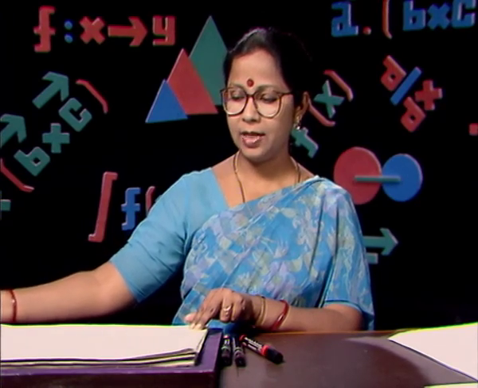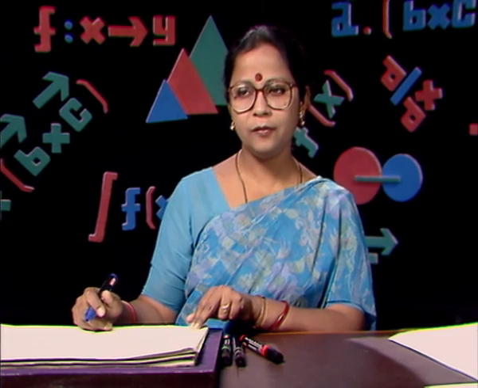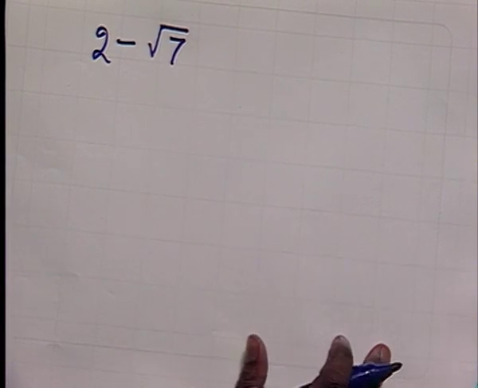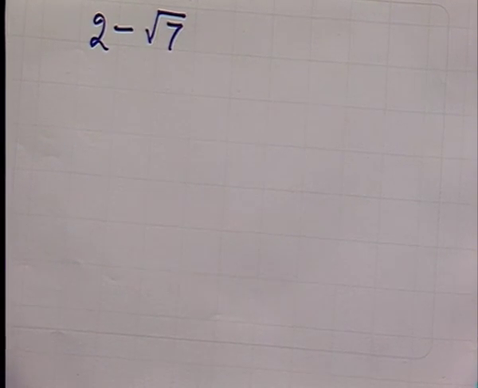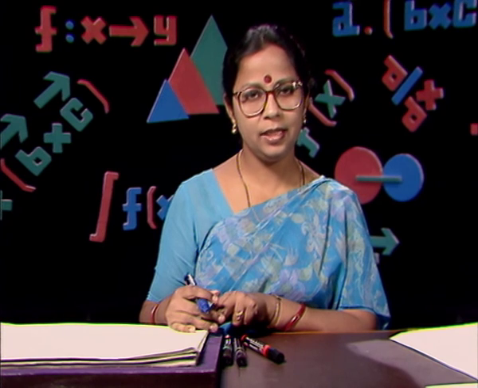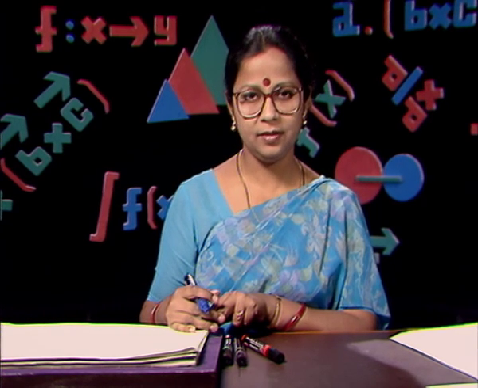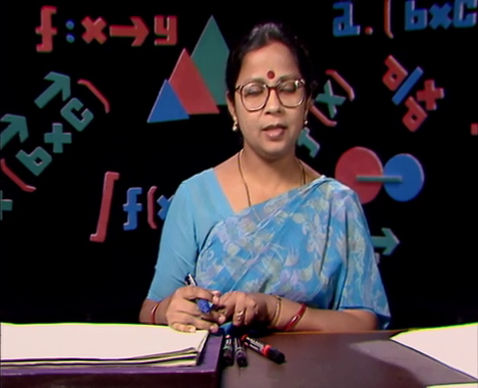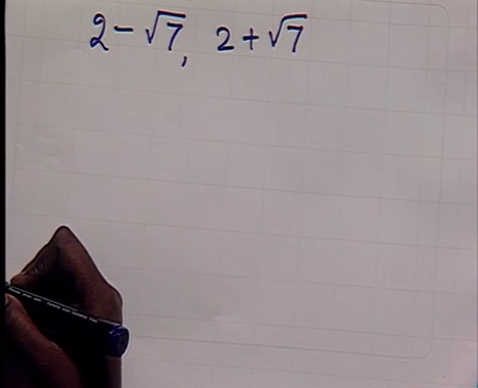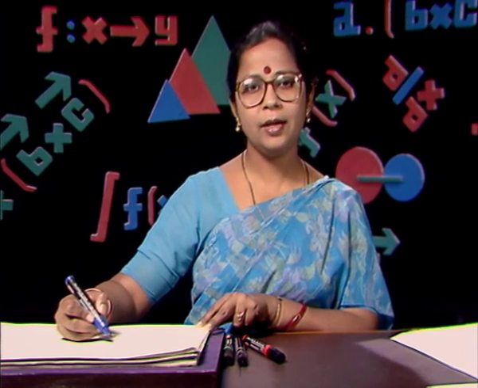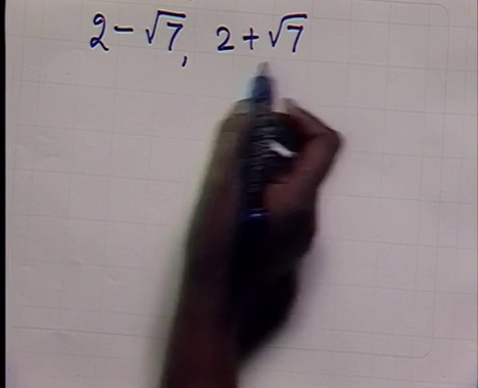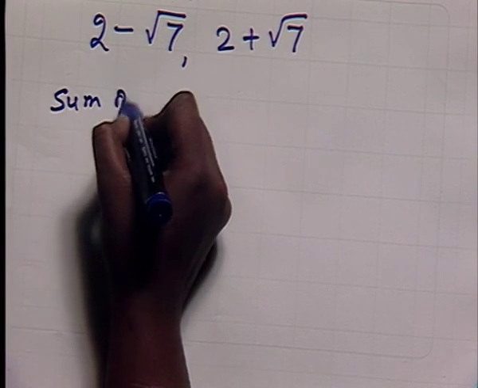Now, let us construct a quadratic equation, one of whose roots is 2 minus under root of 7. In quadratic equations, roots always occur in conjugates. So, if one of the roots is 2 minus under root of 7, then the other root will obviously be 2 plus under root of 7. Now, to construct the quadratic equation, first of all we have to find out the sum of the roots.